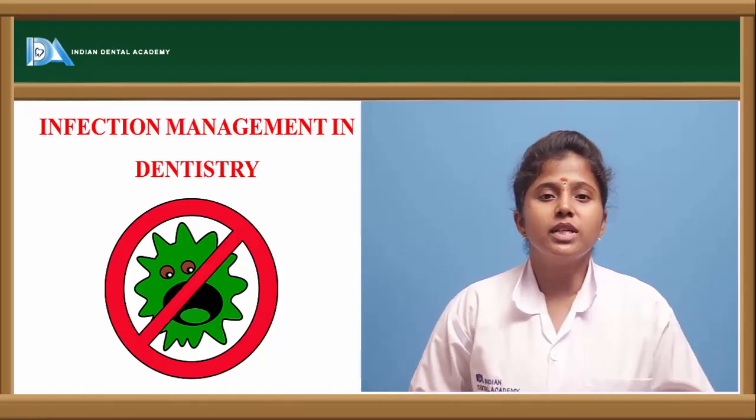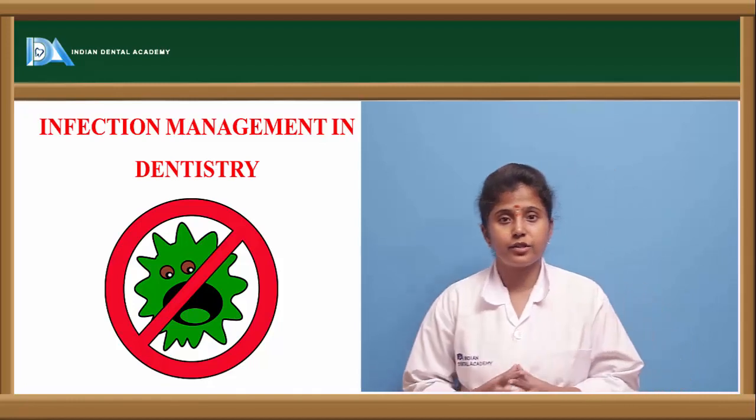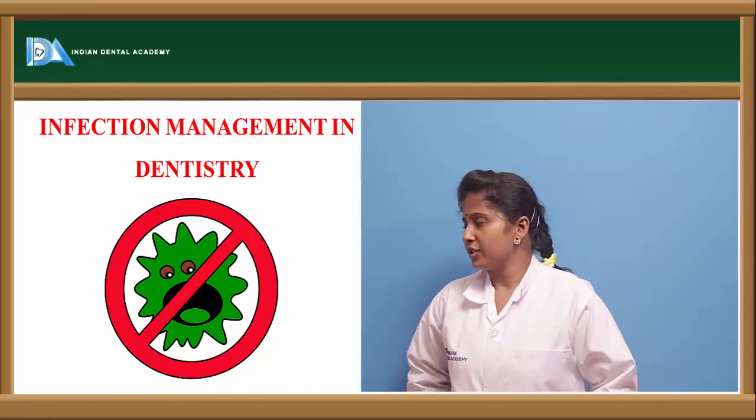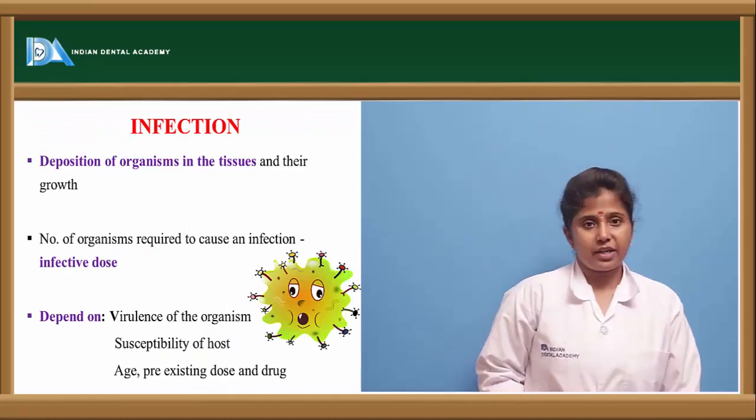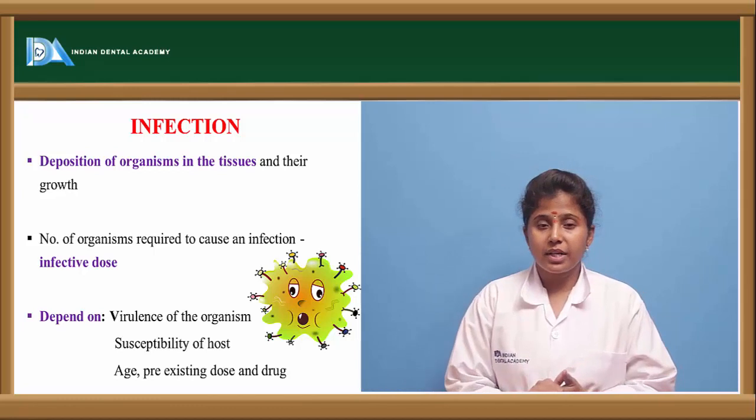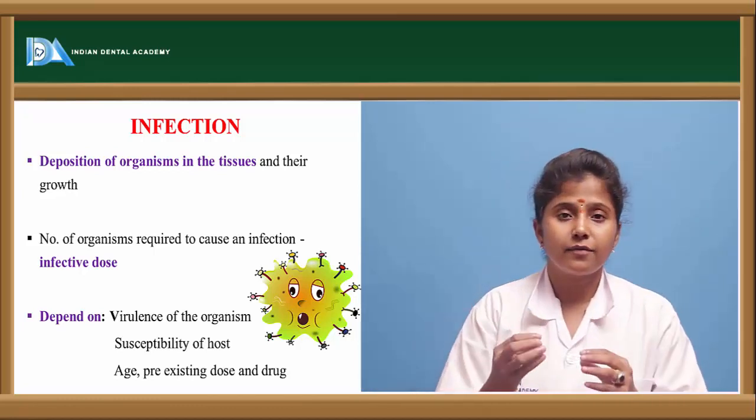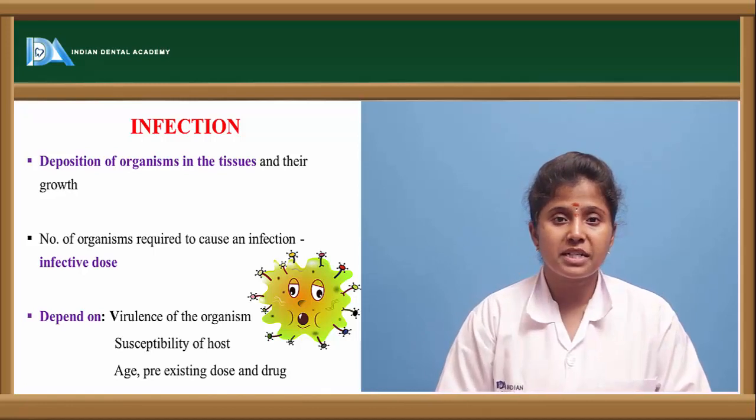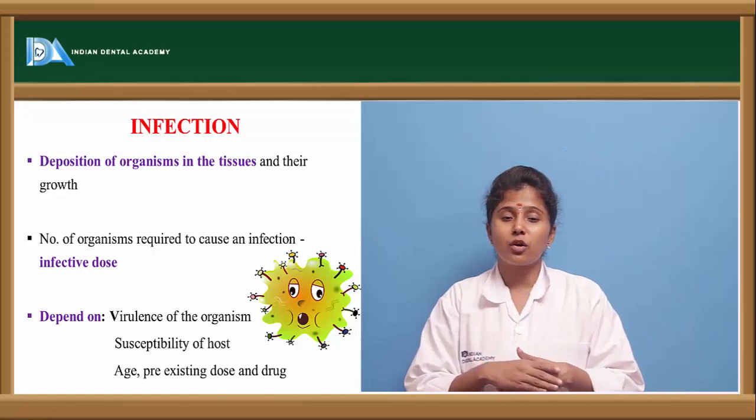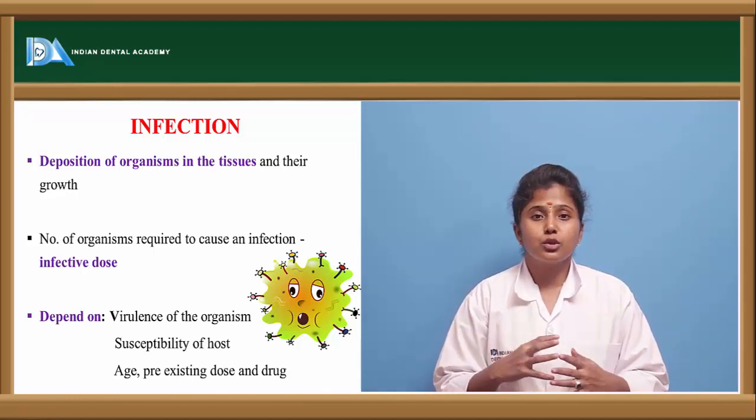Now let us see how the infection can be controlled in the dental office. If there is any infection, how can we control that infection in dentistry? What is infection? If microorganisms deposit on a body surface, it leads to infection. For example, if a microorganism has entered the body and deposits on the tissues, tissue growth or tissue damage occurs.